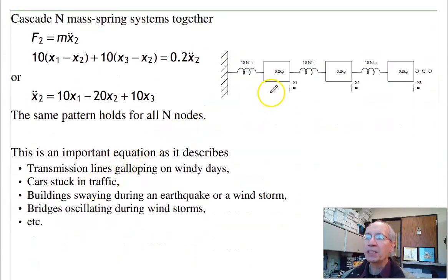If I put a bunch of masses together, it's just like the heat equation, except that instead of the first derivative being terms like this, it's now the second derivative, the acceleration. So coupled second order differential equations gives you the wave equation. And that equation appears all the time. You see that in transmission lines that are galloping on windy days. You see that in cars stuck in traffic. You see that in buildings swaying in the breeze. You see that in bridges oscillating during windstorms, and so on. That's the wave equation. That's coupled second order differential equations.